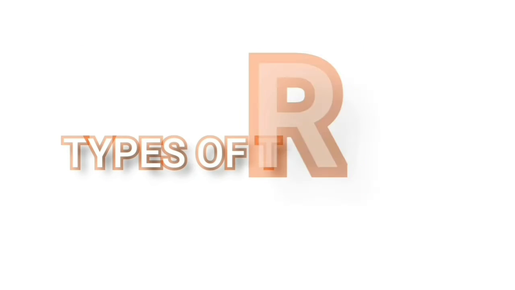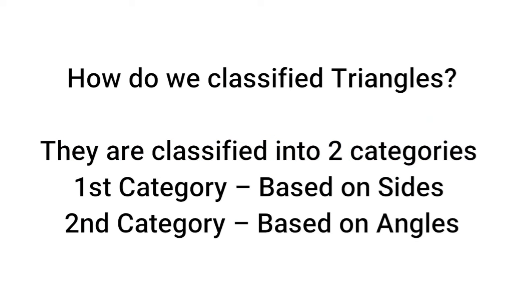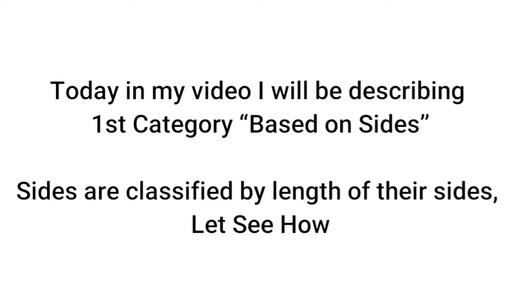Types of triangles. How do we classify triangles? They are classified into two categories. First category based on sides, second category based on angles. Today in my video I will be describing first category based on sides.